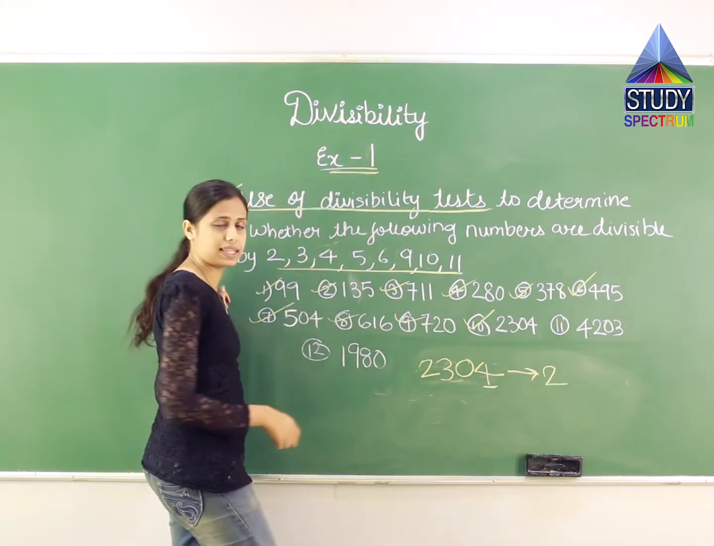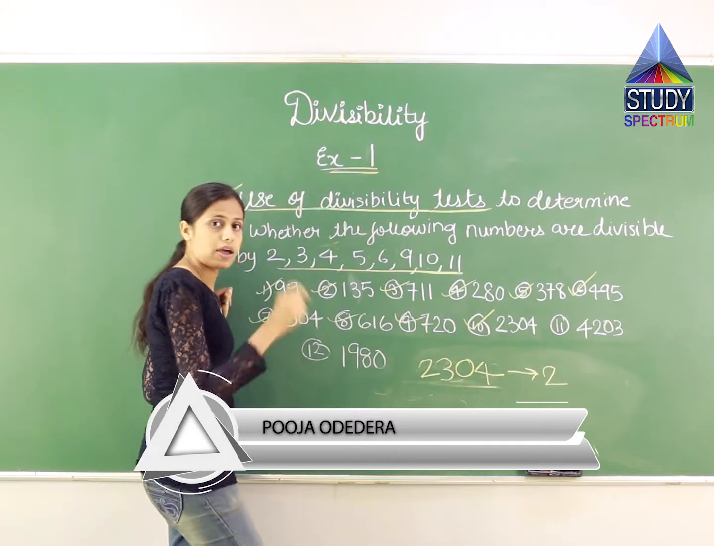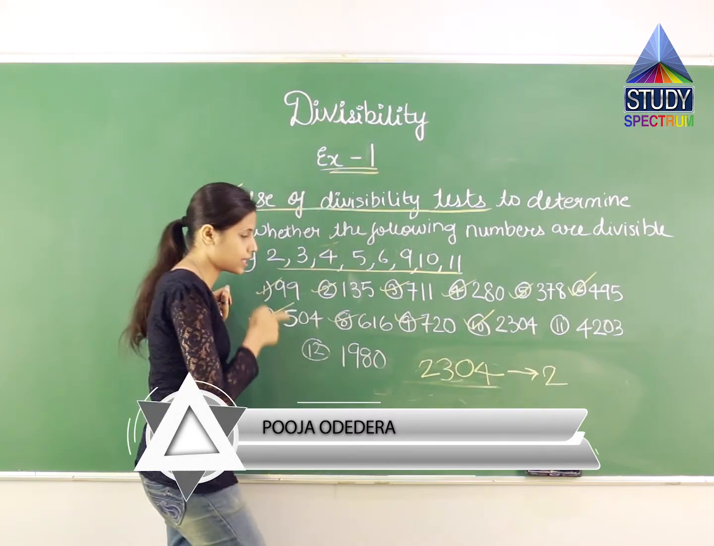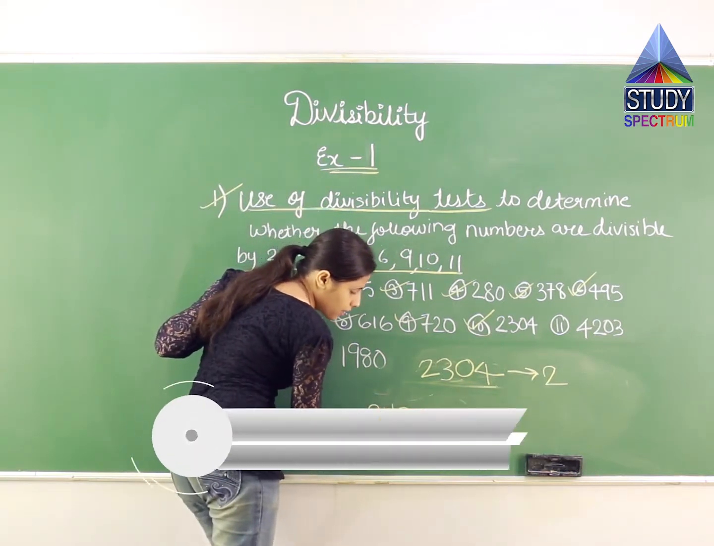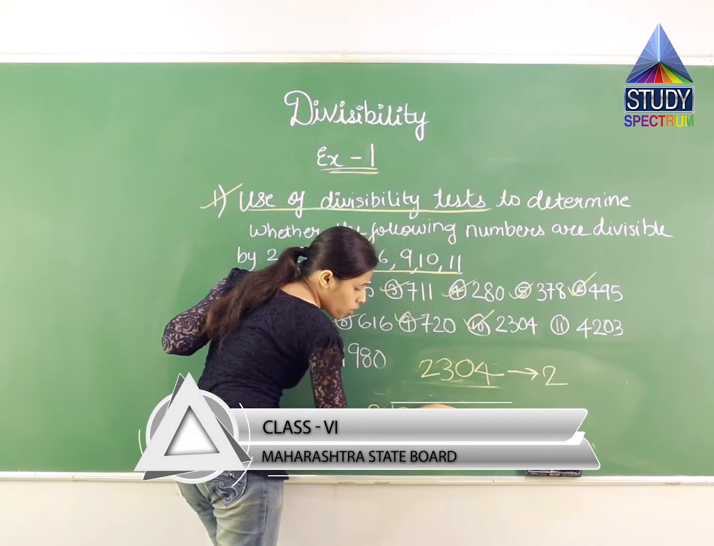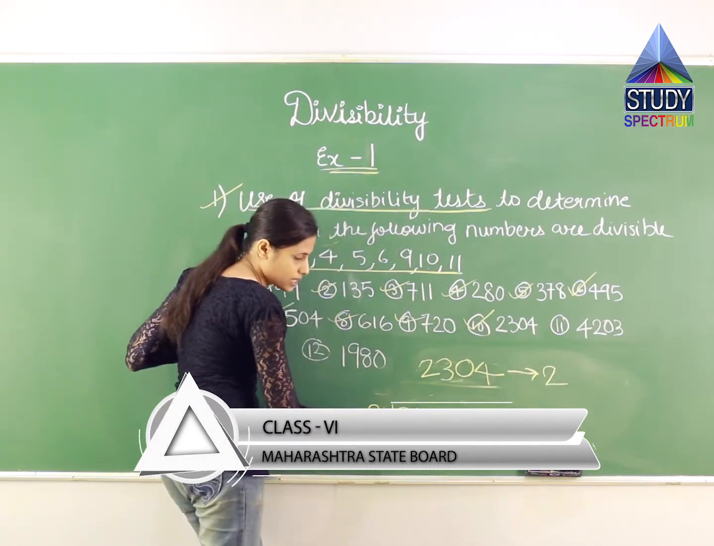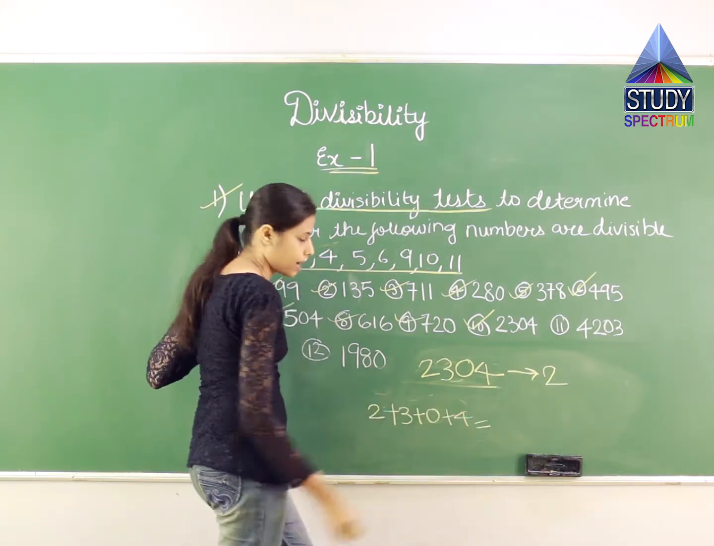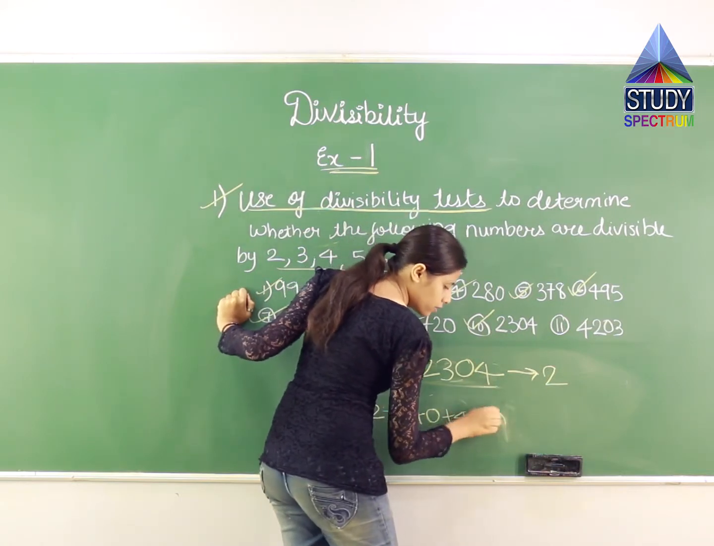Test of divisibility by 3, which says that I have to find the summation of all these numbers. If the sum is divisible by 3, then the entire number will be divisible by 3. So what I will do, I will find the summation. So 2 plus 3 plus 0 plus 4. Add them all. 2 plus 3, 5. 5 plus 0, 5. And 5 plus 4, 9. So I have 9. Right?